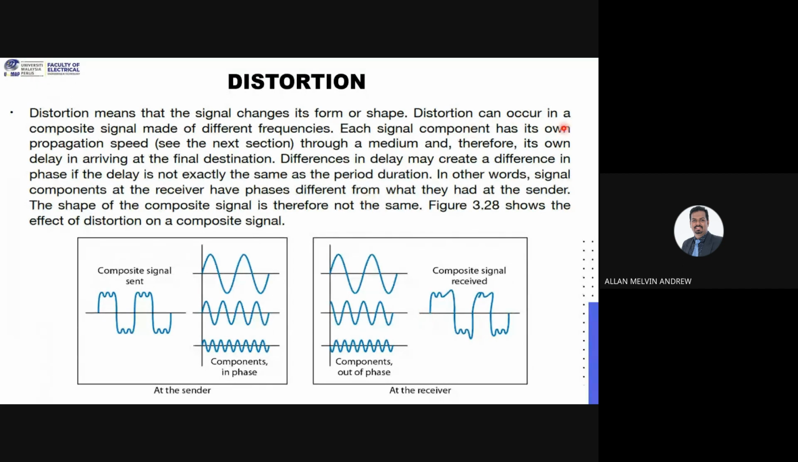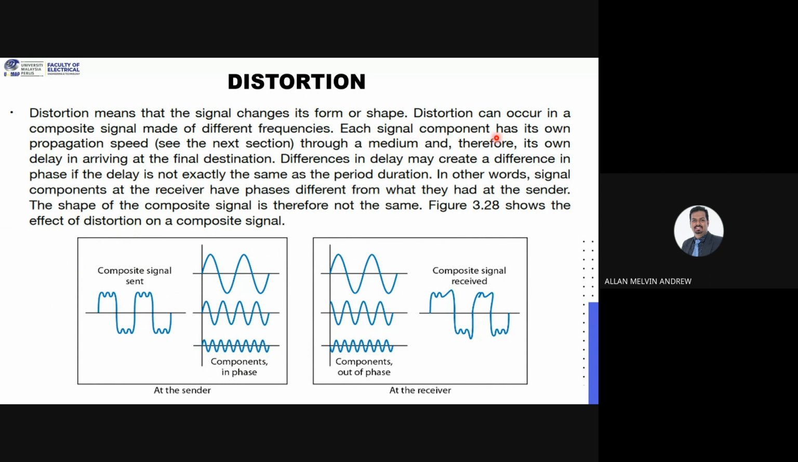Okay, so distortion can occur in a composite signal made of different frequencies. Composite means it's a mixture. You can see here the components. Let's say this is a 3-phase. You can have this component with this amplitude and frequency, this one with a different amplitude and frequency, and this waveform with a different amplitude and frequency. You combine them together to form this. That is what we call a composite signal.